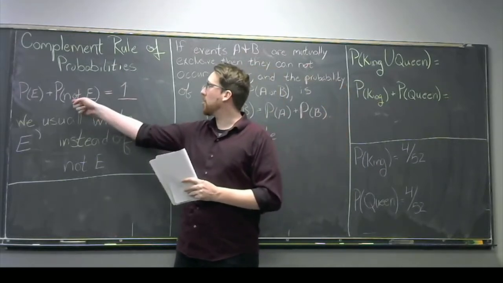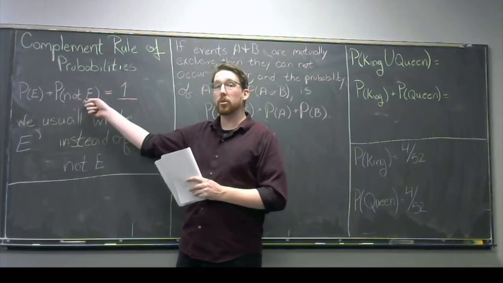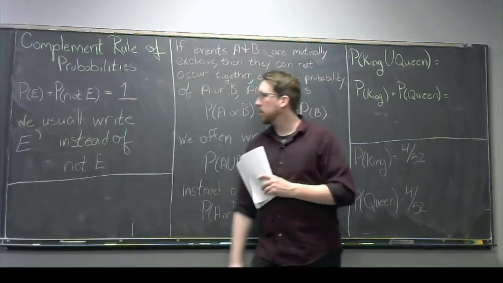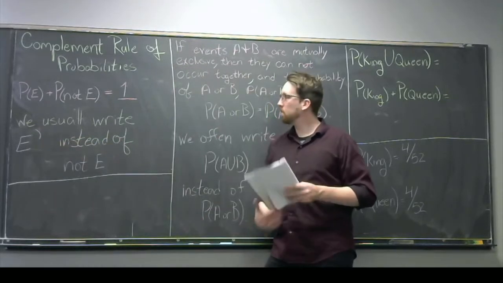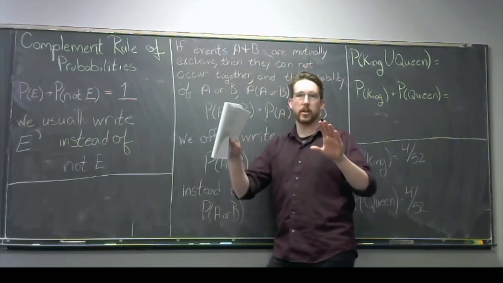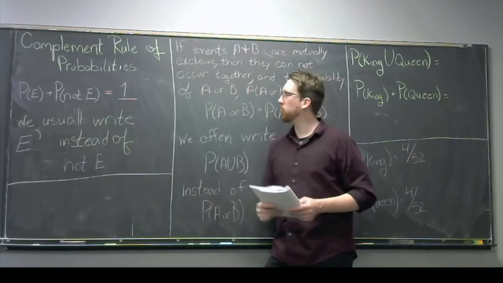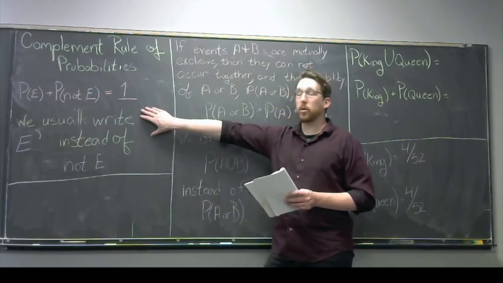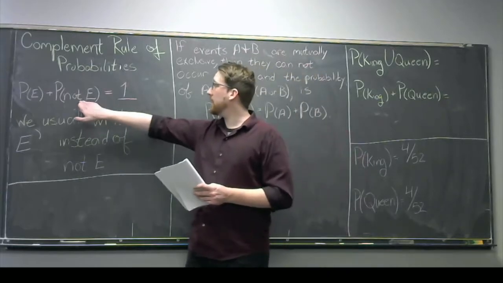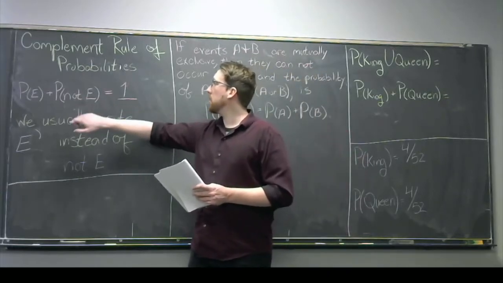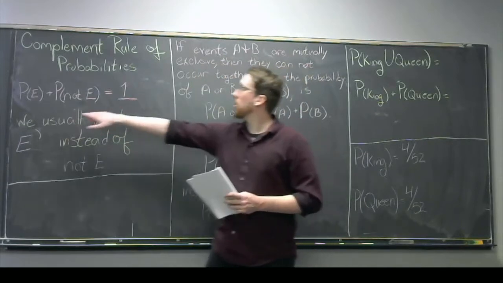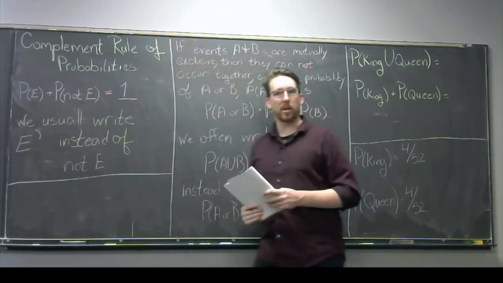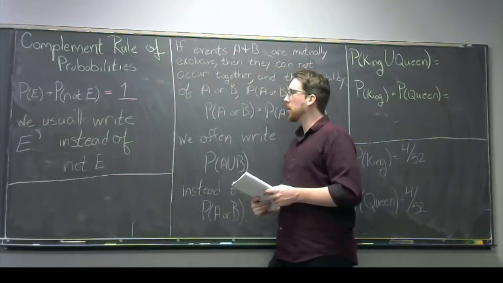Having said that, we usually don't write not E. We usually use the typical set notation with a sort of apostrophe there. So we have E apostrophe, and it means the same thing. What this tells us, though, is that the probability of not E is going to be equivalent to 1 minus the probability of E. And all we have to do is rearrange the arithmetic there, right? And we can find that.